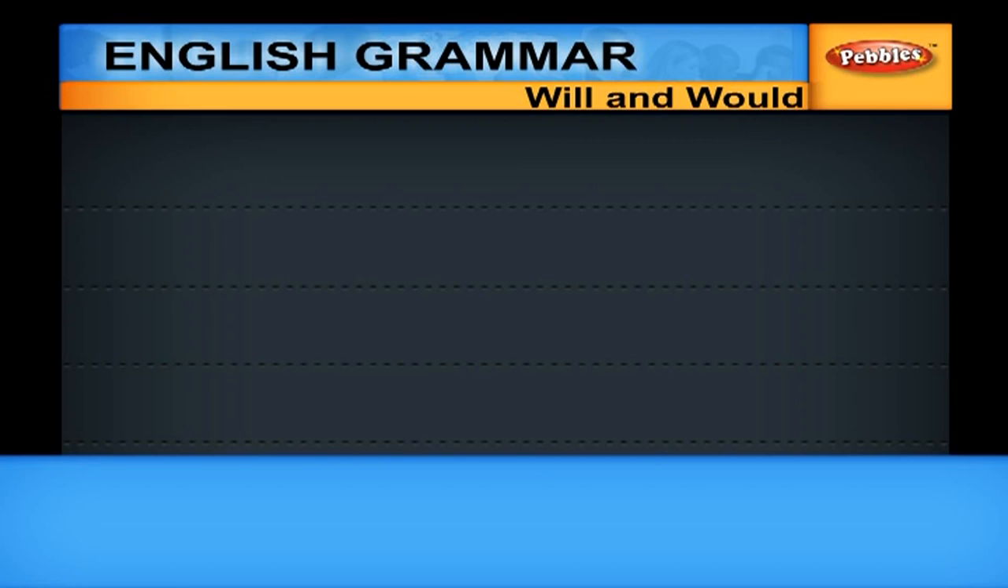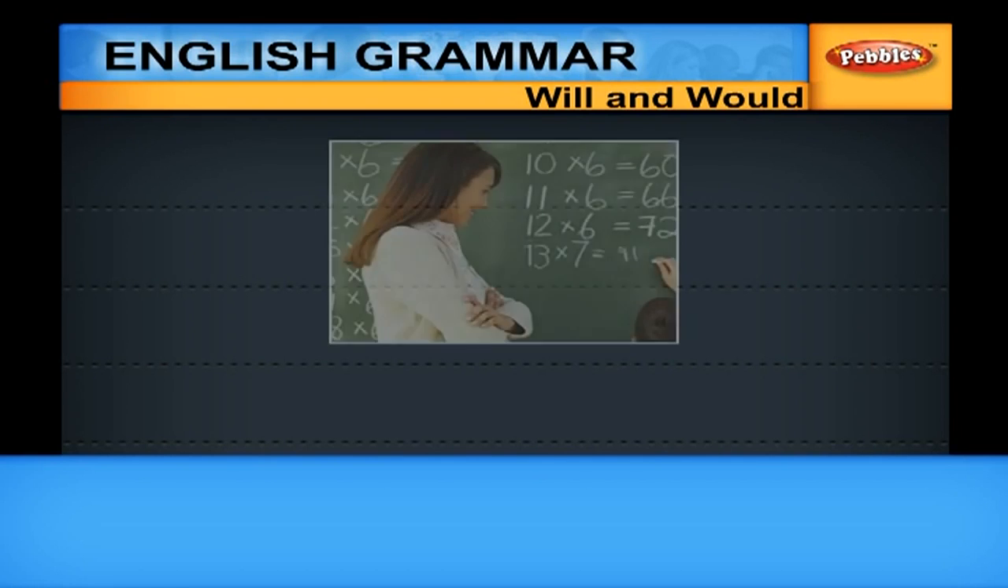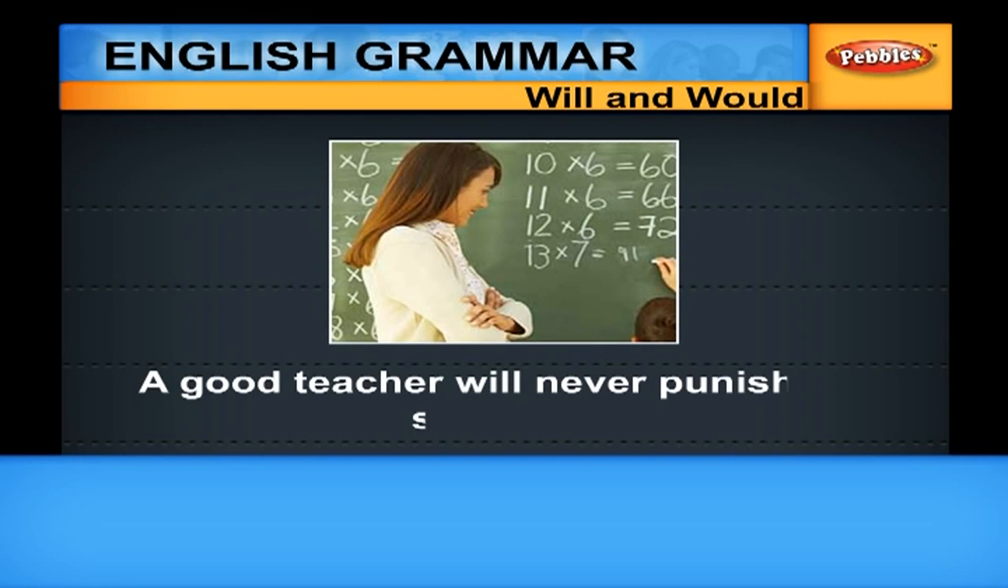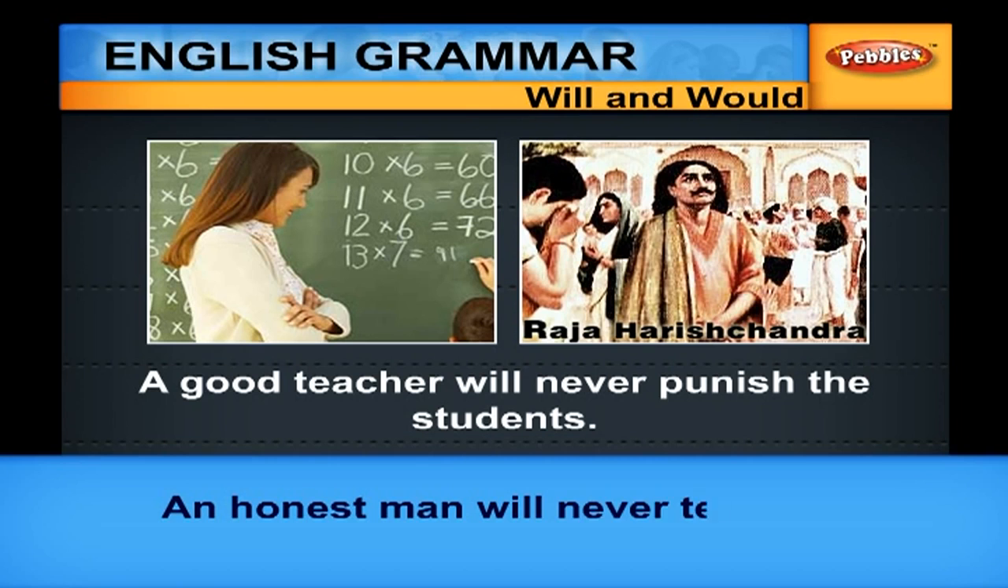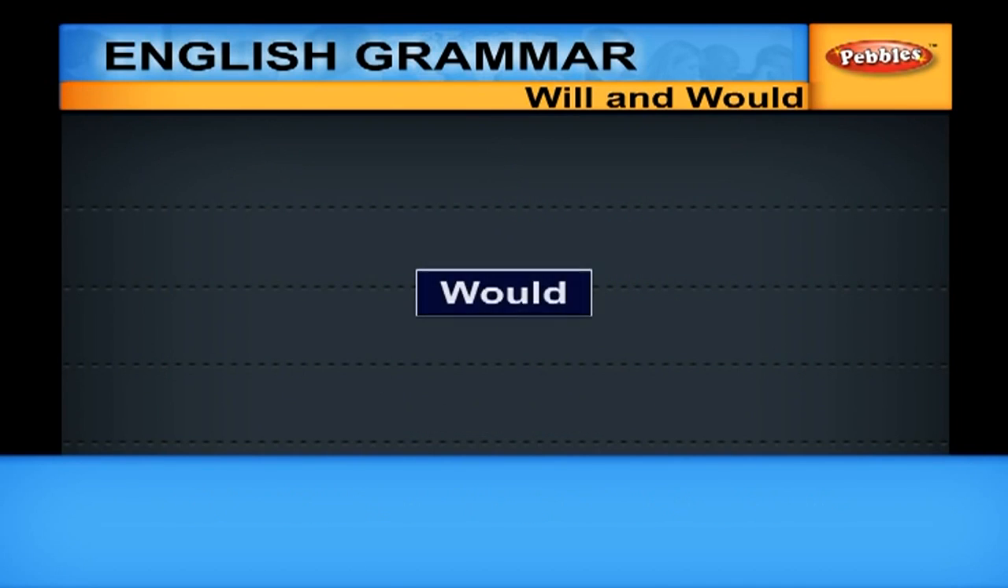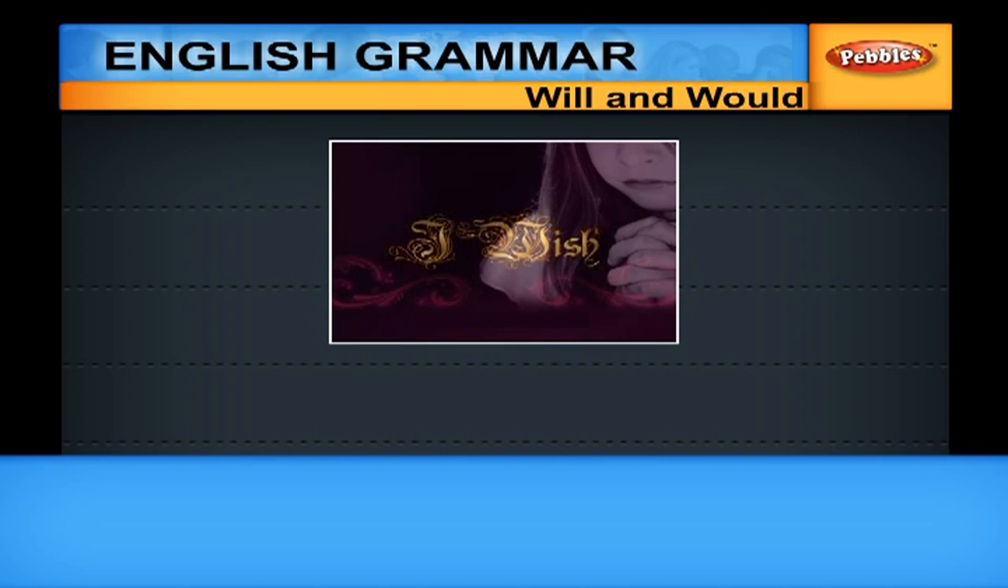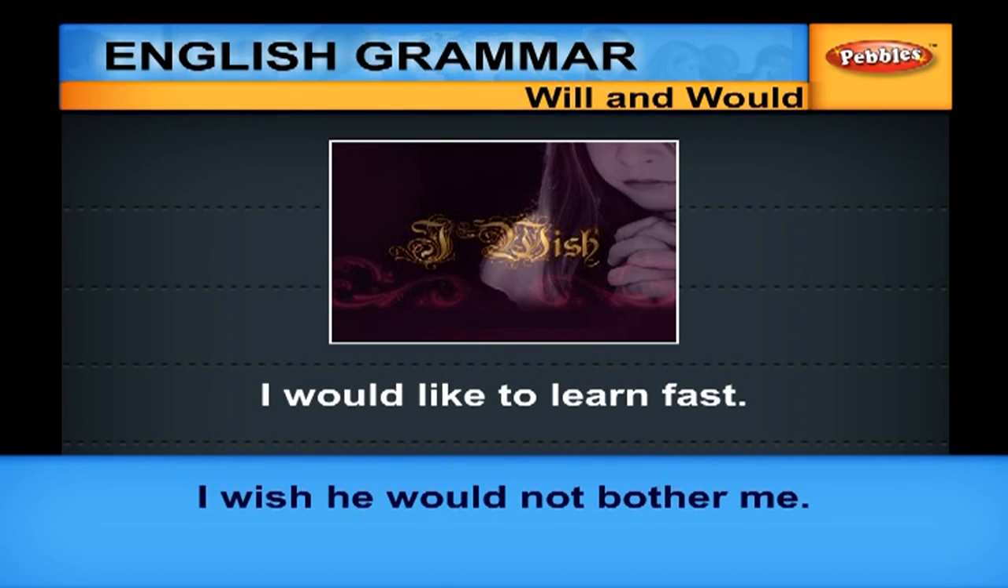It can also refer to a habitual action. Why not? Look at this example. A good teacher will never punish the students. An honest man will never tell a lie. Would. Would is the past form of will. Would is used to express a wish. Look at these examples of would. I would like to learn fast. He would not bother me.